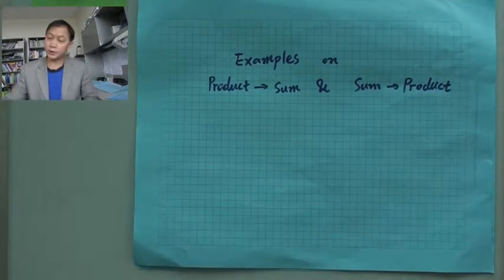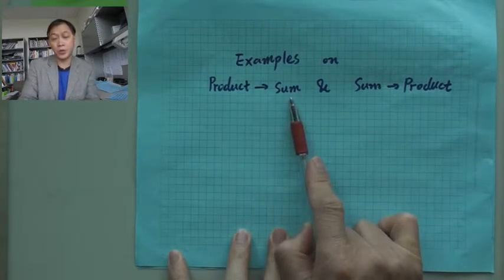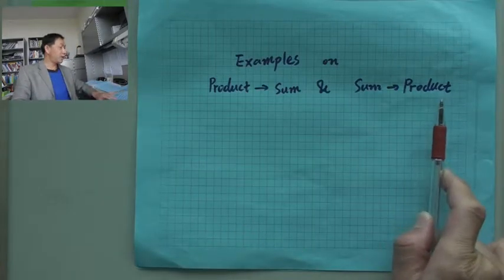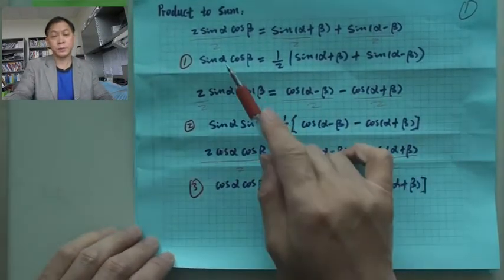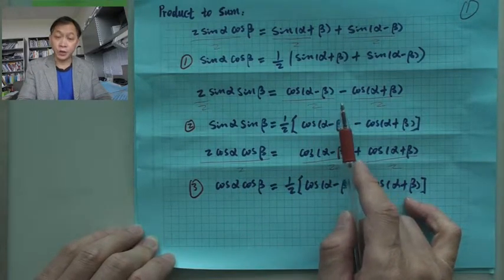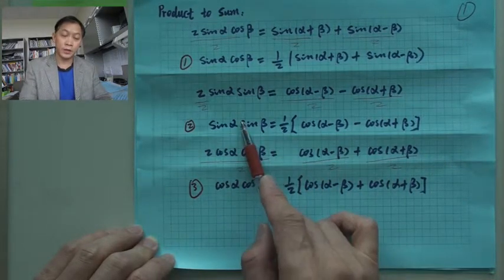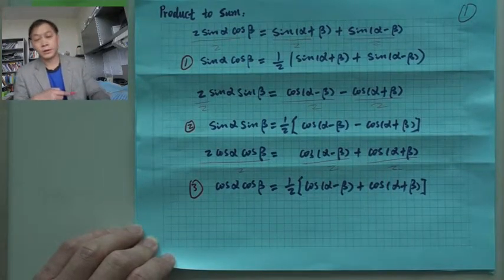In this lecture, we will talk about examples on product to sum and sum to product. Previously, we know from product to the sum or difference, there are three formulas.